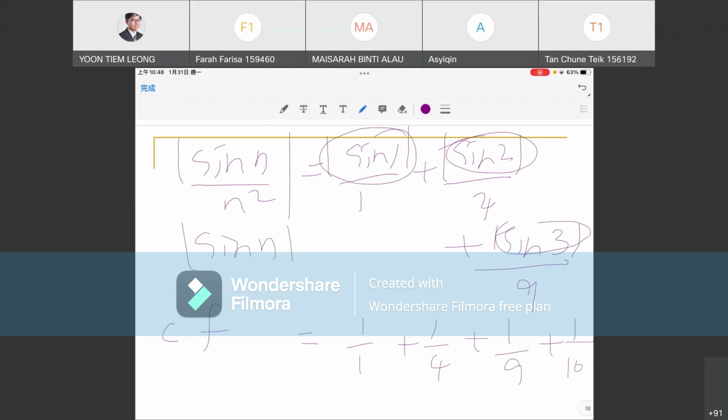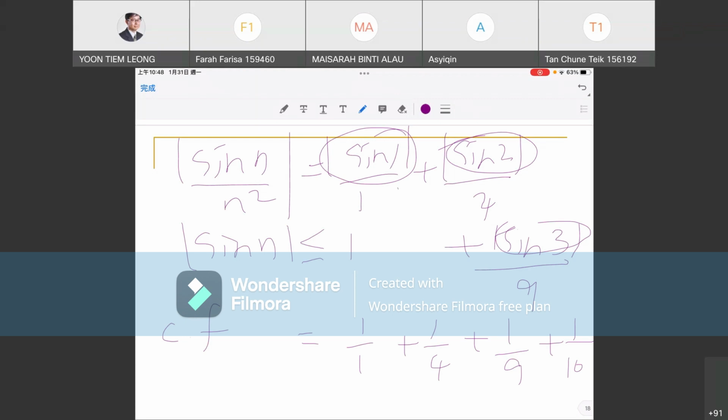And you know that for whatever n it is, the absolute value of sine of n must always be less than or equal to 1. It could not exceed the value of 1. The sine function is always limited to between -1 and 1. Therefore, the absolute value of sine will always be at most 1.